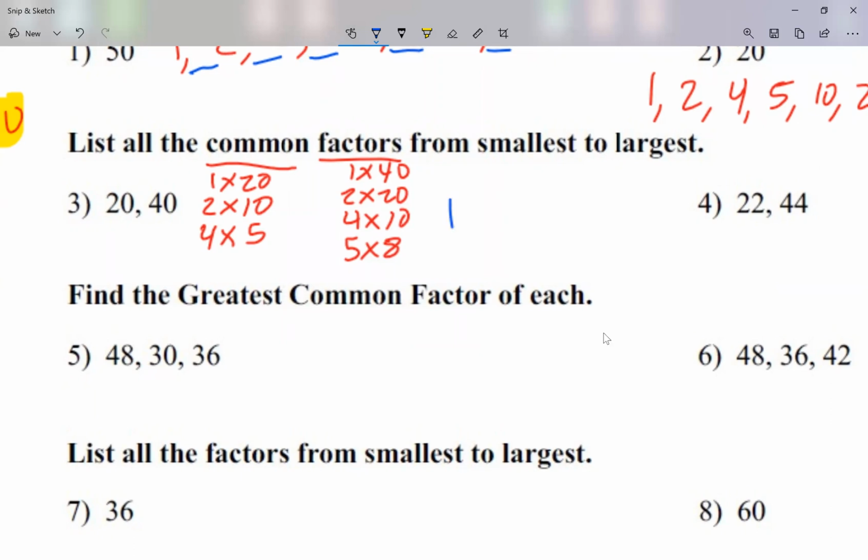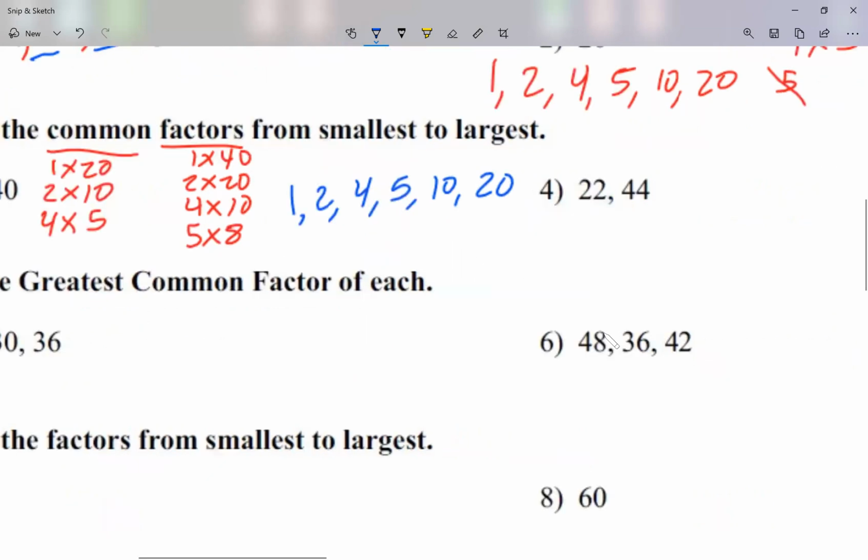So I'm going to go 1, 2, 4, 5, 10, 20. I'm looking at the factors that are factors of 20 and factors of 40. That's what common means. It's in both of them. Again, on my list, notice I put commas, and don't forget a space after each comma.